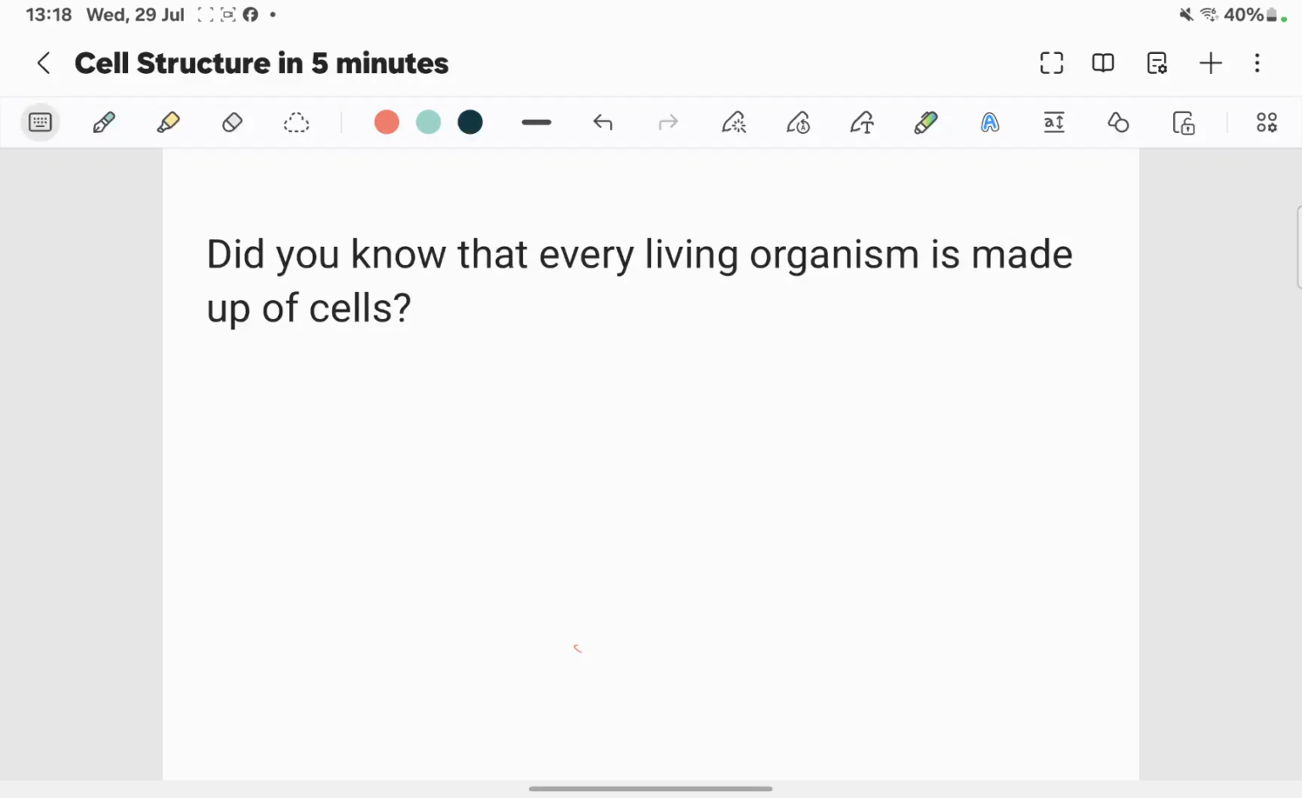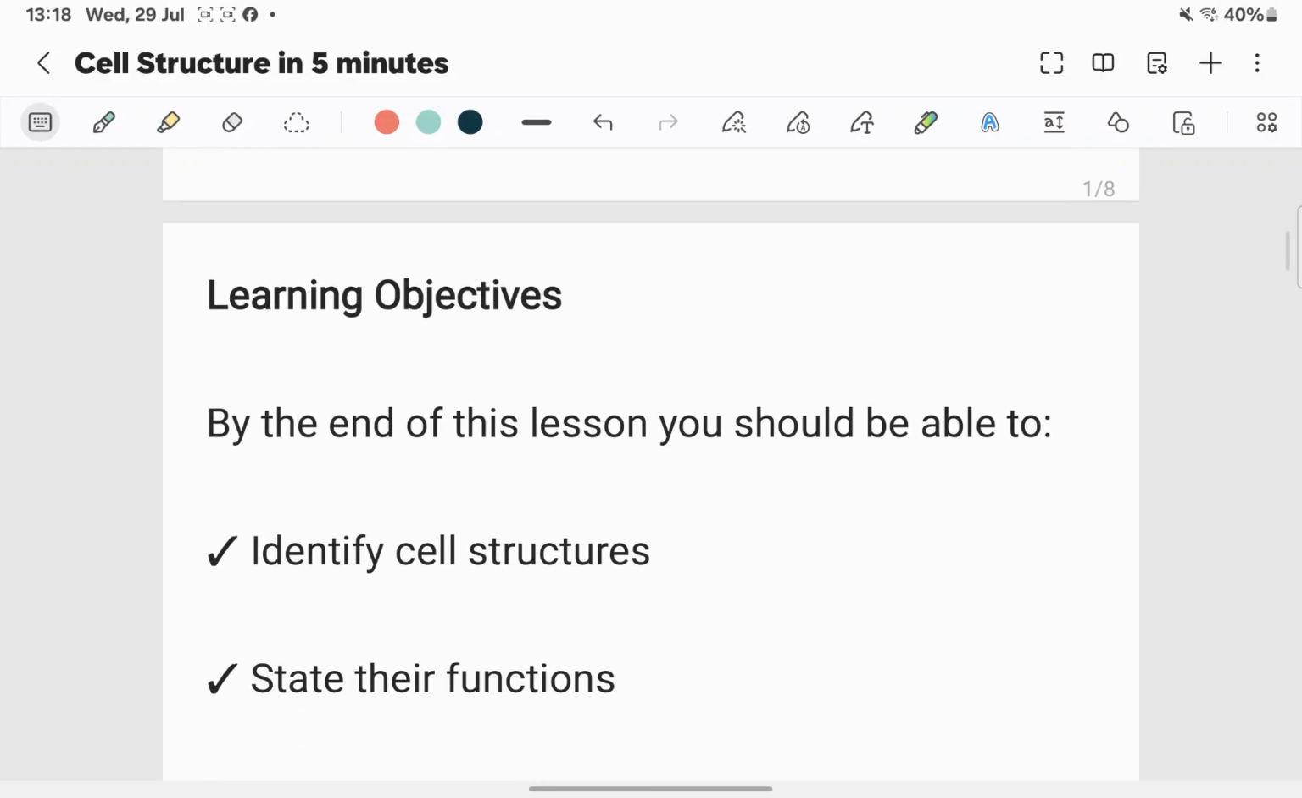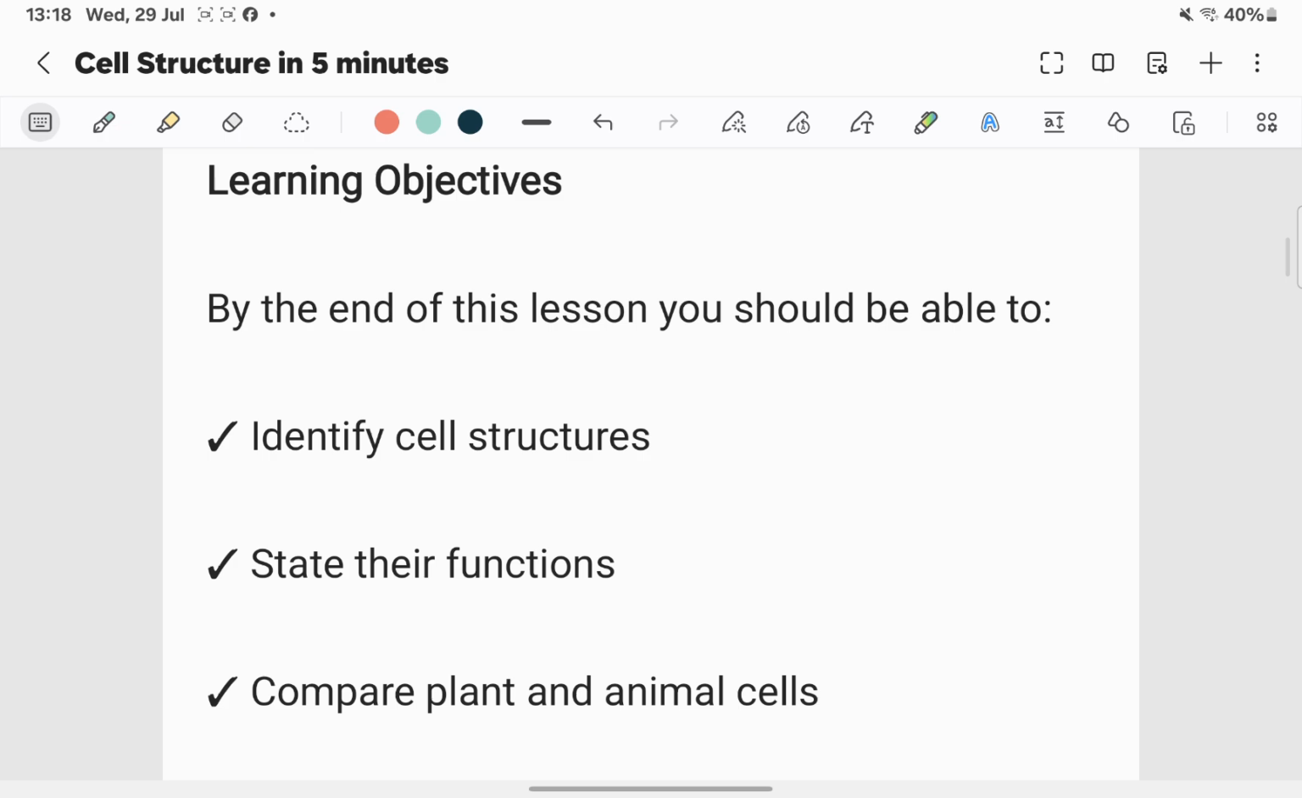Did you know that every living organism is made up of cells? Yes, cells are the basic building block of all living things. So, for today's objectives, we'll be identifying the structures in plant and animal cells.